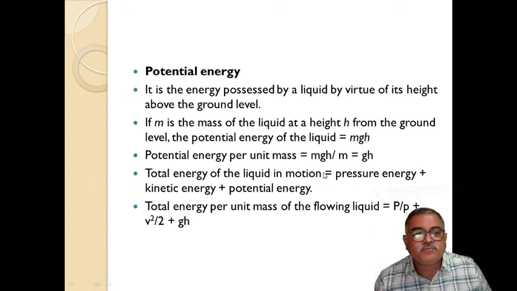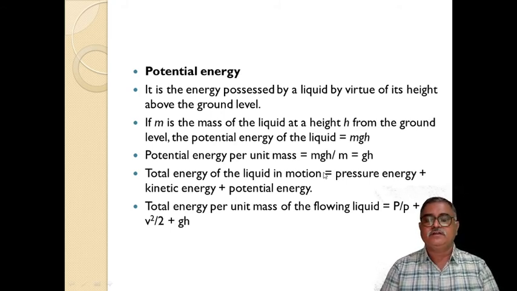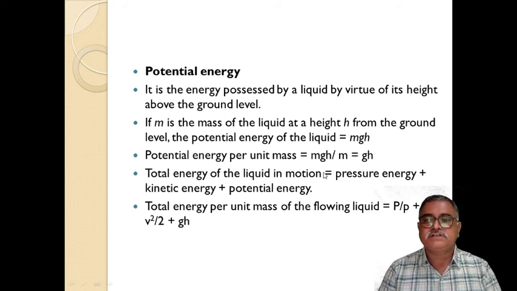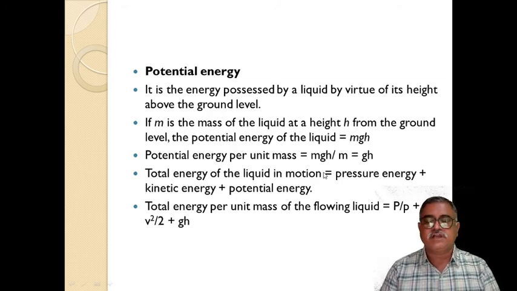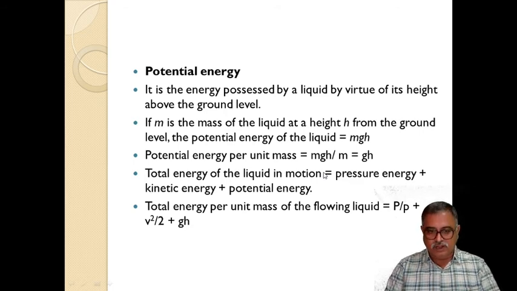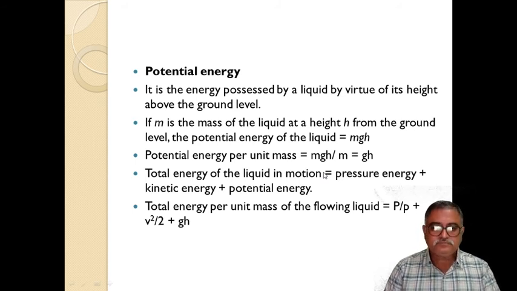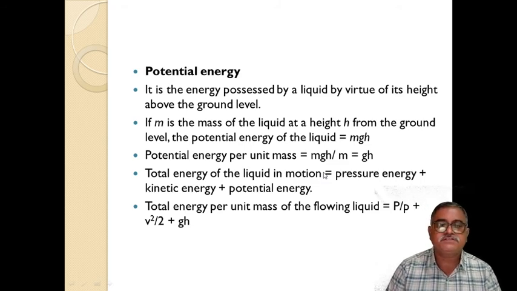Now see what happens for the total energy of a liquid in motion. At that time, we have to take into consideration these three types of energy: pressure energy, kinetic energy, and potential energy. By adding these three types of energies, which we have just worked out, we get the total energy of the liquid in motion. That is, total energy of the liquid in motion equals pressure energy plus kinetic energy plus potential energy.